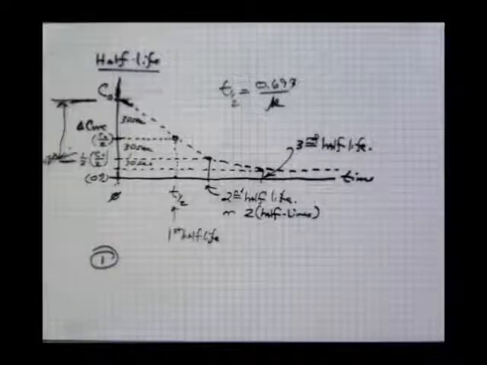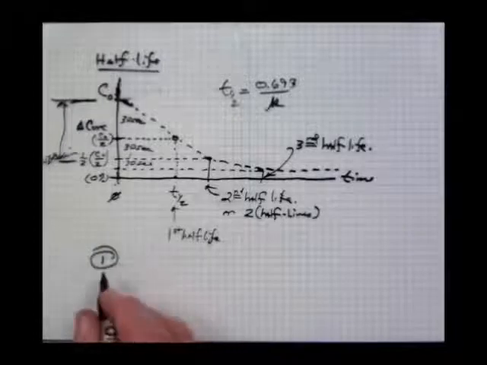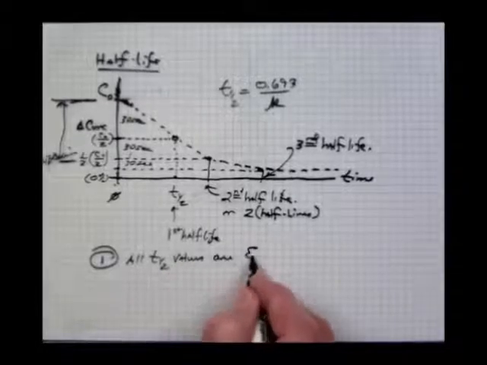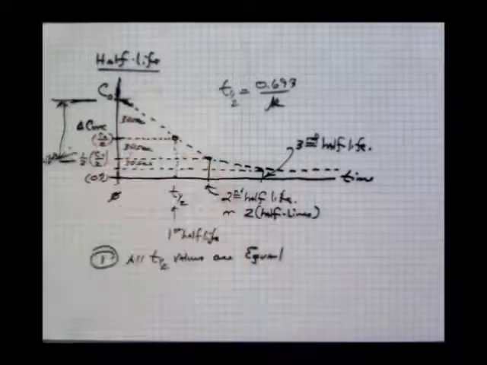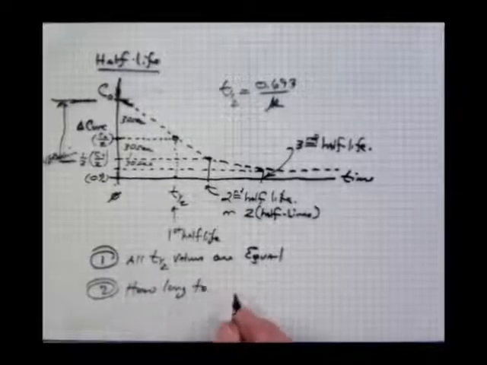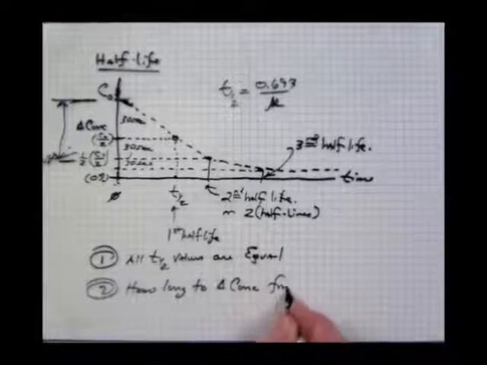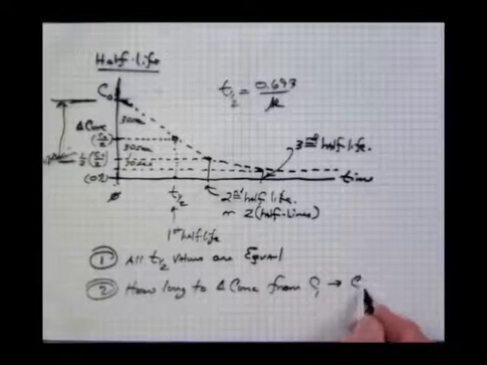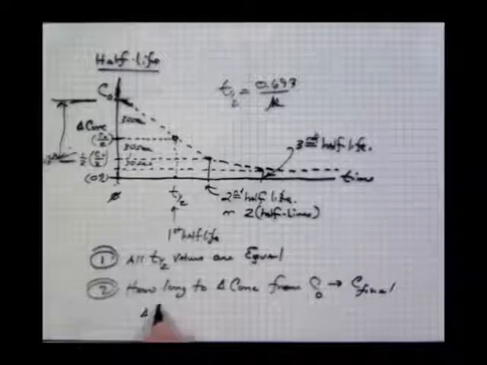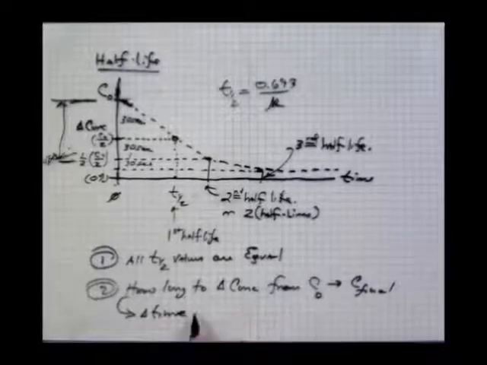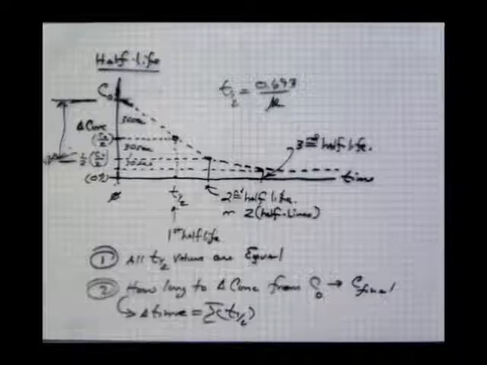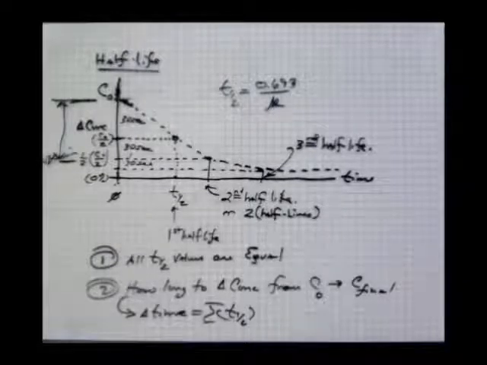Okay? So there's a double-edged sword here you want to be careful with. One is all t to the 1/2 values are equal. Okay? But the second one is how long to change concentration from C0 to C final. This problem is the sum of your individual half-lives. You calculate each one, add them all up. So you get a double-edged sword there you want to be careful with.